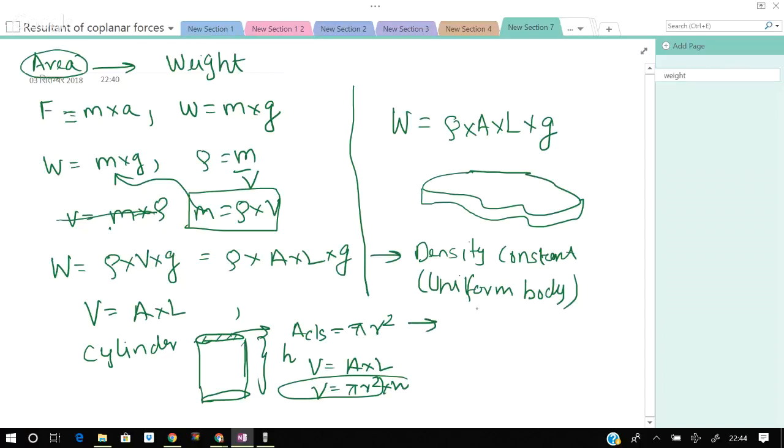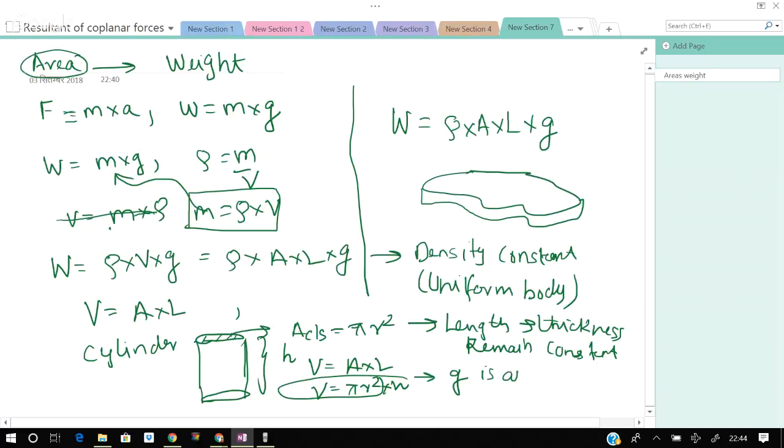Second thing we need to have over here is the length of the body. Length will correspond to the thickness. So the thickness of the body will remain constant. So that is the second assumption. And the third assumption, that is acceleration due to gravity, is constant.